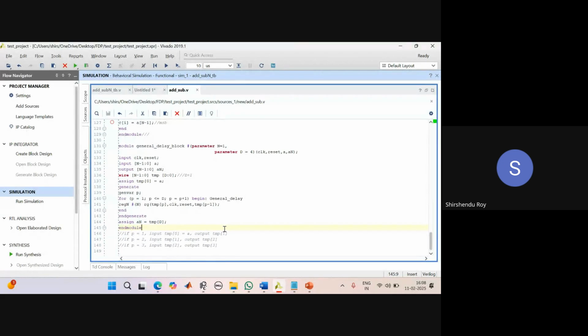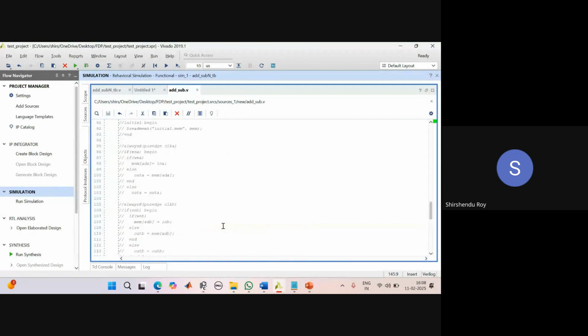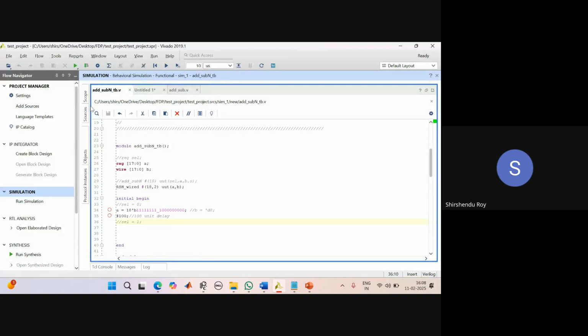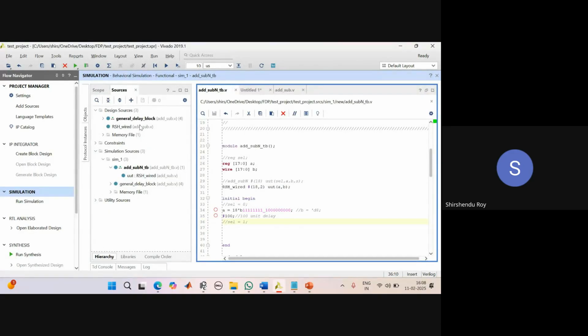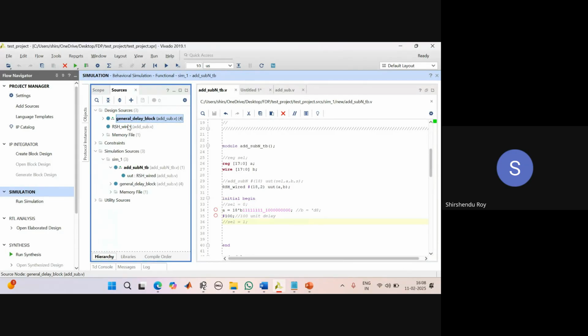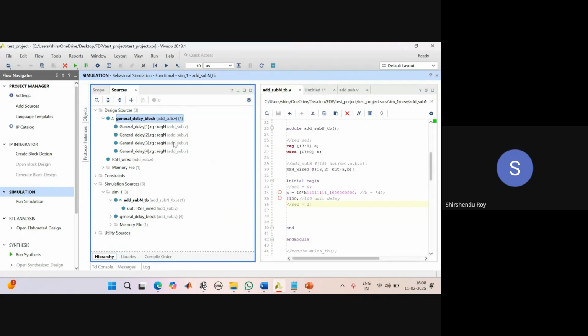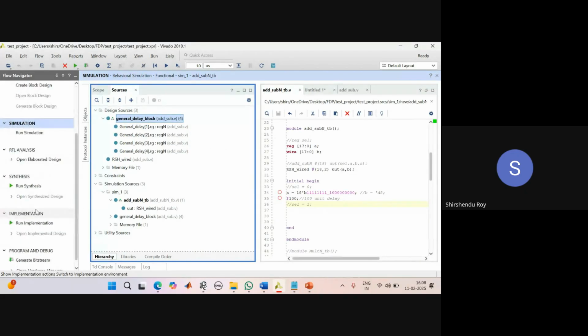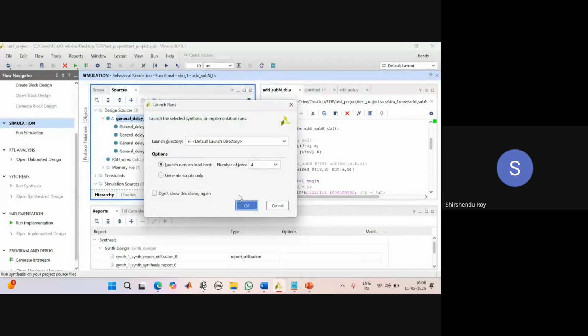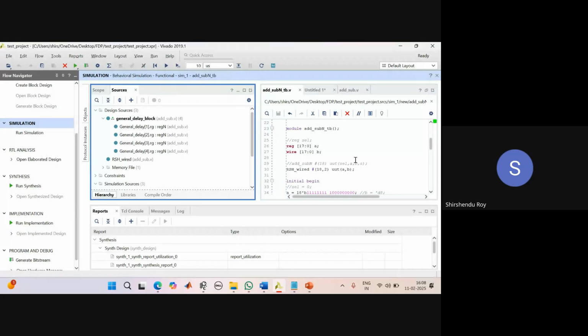And I can show also, okay, I should show here. So this is the general delay block. If I do synthesis on this general delay block, see here, all the blocks are connected serially. It will be clear, and I will show you the RTL schematic also.